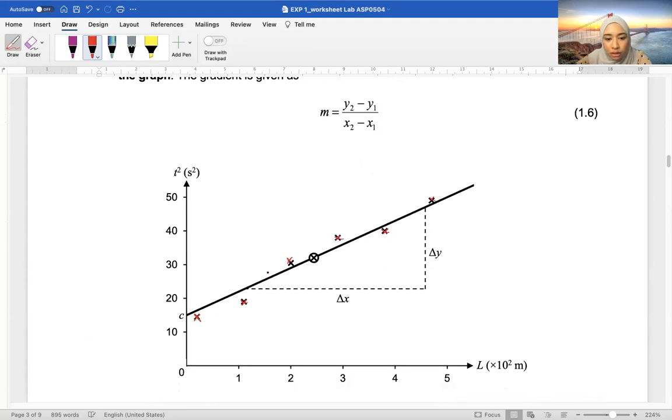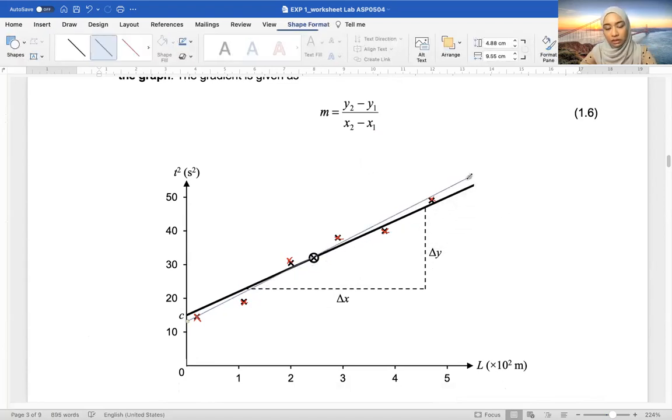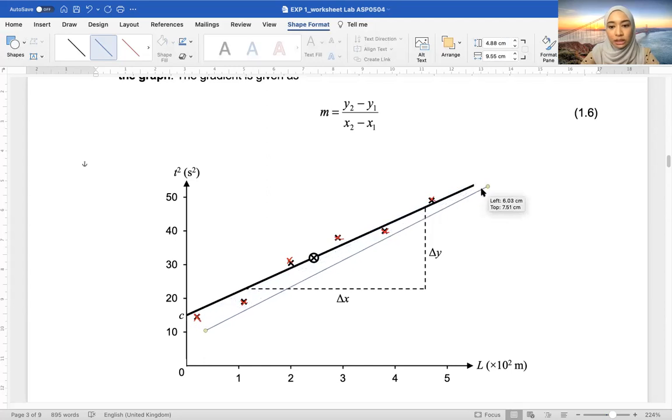And if I want to draw a straight line, the straight line will not be overlapping my data. So how do I do it? If I wanted to overlap all my data on my line, it's not possible. When it is not possible to overlap your line on top of your data, you just plot in your best fit line. So how do you draw a best fit line?